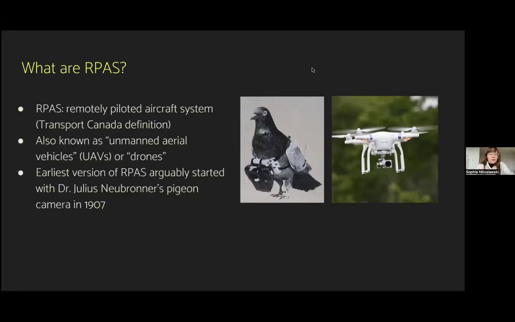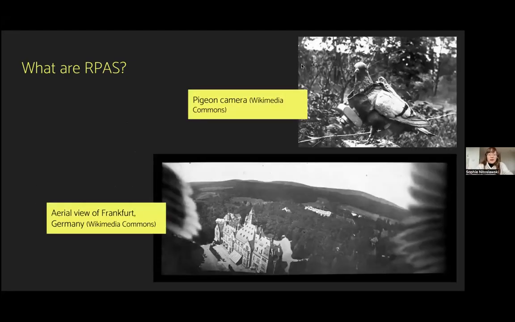These days, drones are also known as unmanned aerial vehicles. And another, more official term, the Transport Canada definition, is remotely piloted aircraft system. And just for your entertainment and my amusement, here's a picture of a pigeon camera, the earliest iteration of drones. And here's a picture that the pigeon actually took, an aerial view over Frankfurt, Germany. One can imagine how different these images were at the turn of the 20th century.